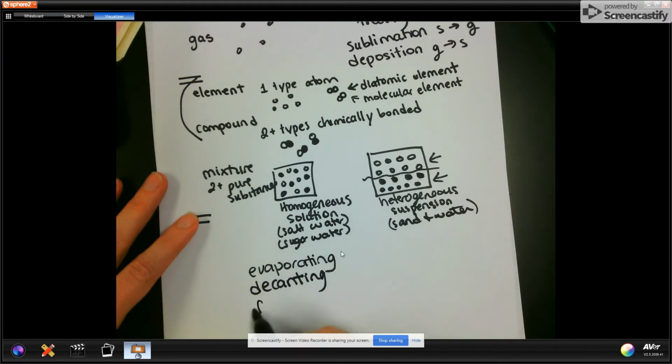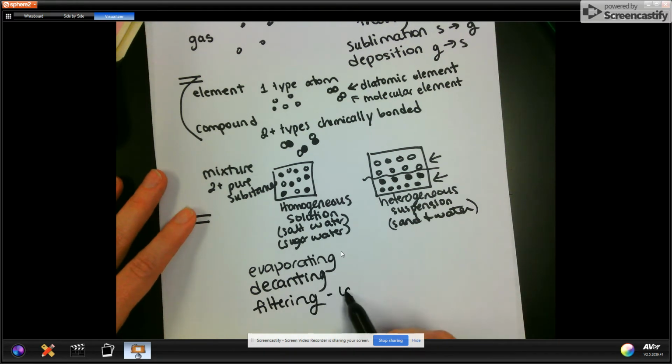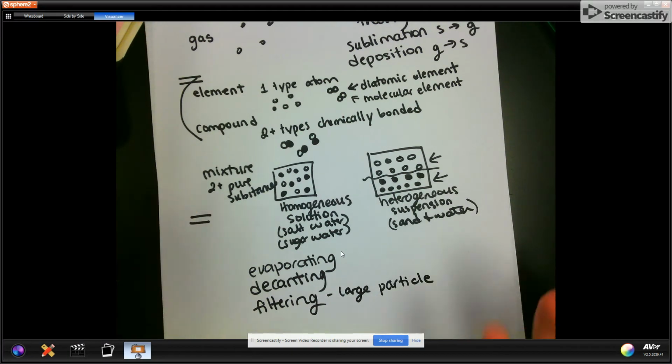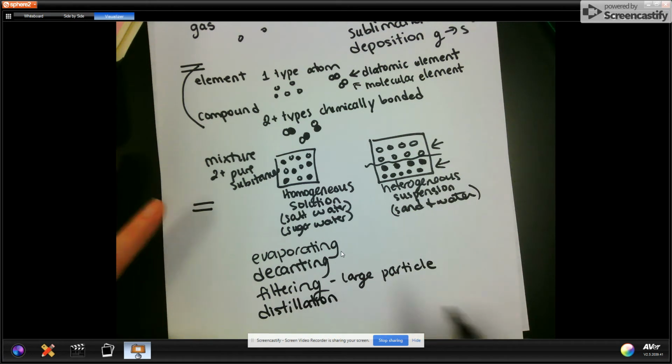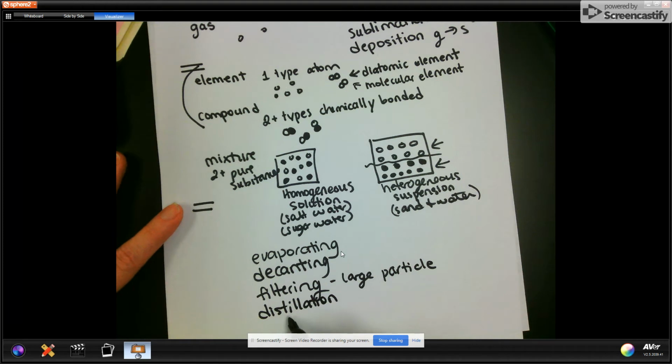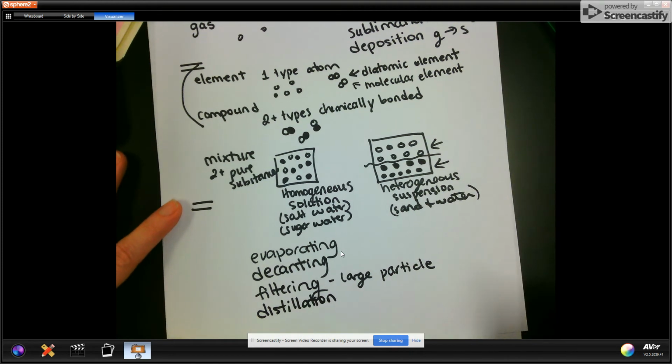Then you have filtering. This is one you did several times in class. This only works for large particles like sand. The salt would pass right on through, but it would hold the sand up in that filter. You have distillation, which is usually used for two liquids, although we could use it for salt water, but it's when whatever we're evaporating off, we want to keep.